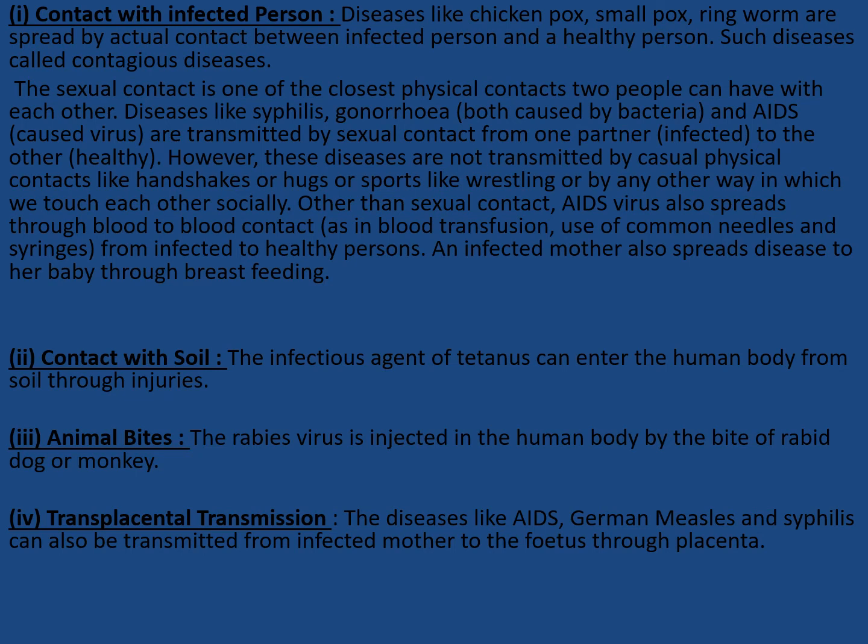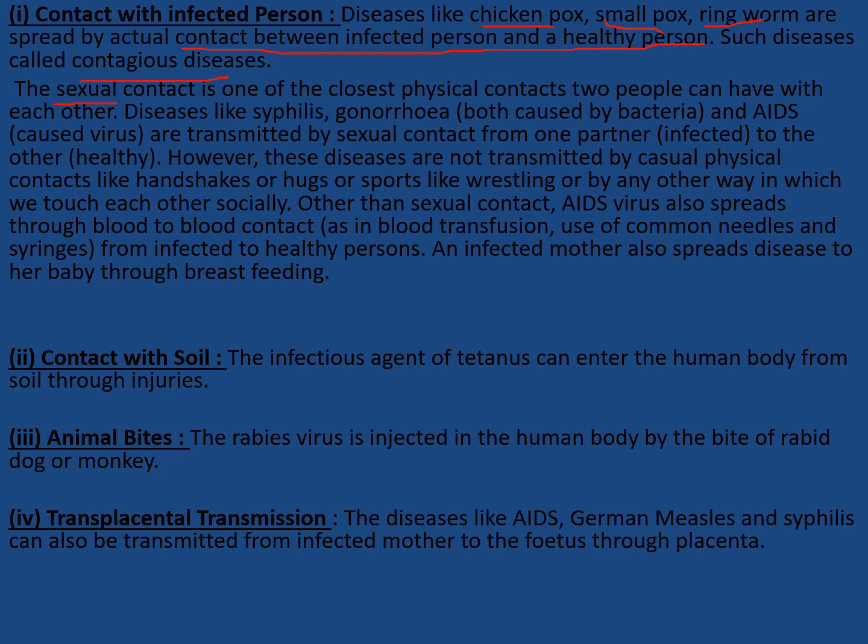Diseases like chickenpox, smallpox, ringworm, and erysipelas are spread by actual contact between the infected person and a healthy person. These diseases can easily transfer from one infected person to the healthy persons. Such diseases, which transfer through direct contact, are known as contagious diseases.